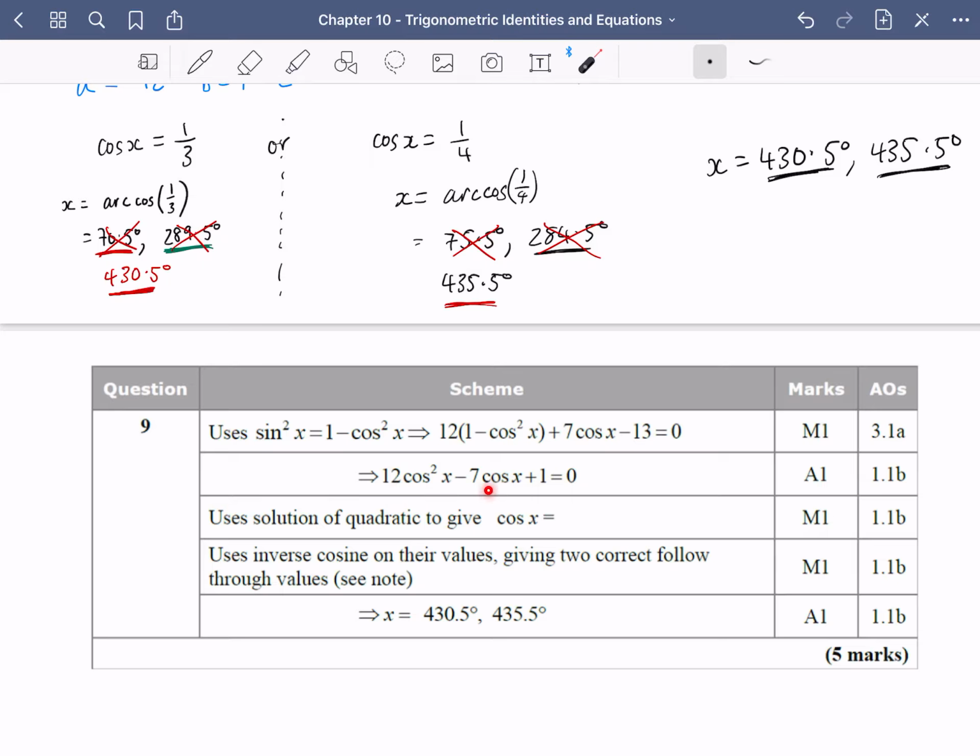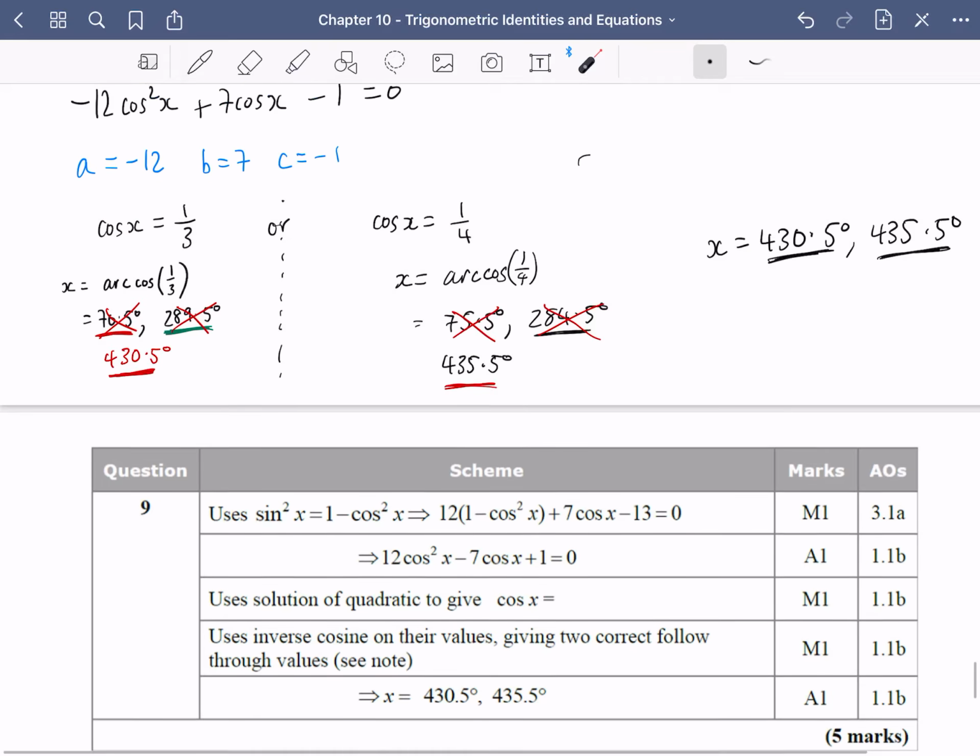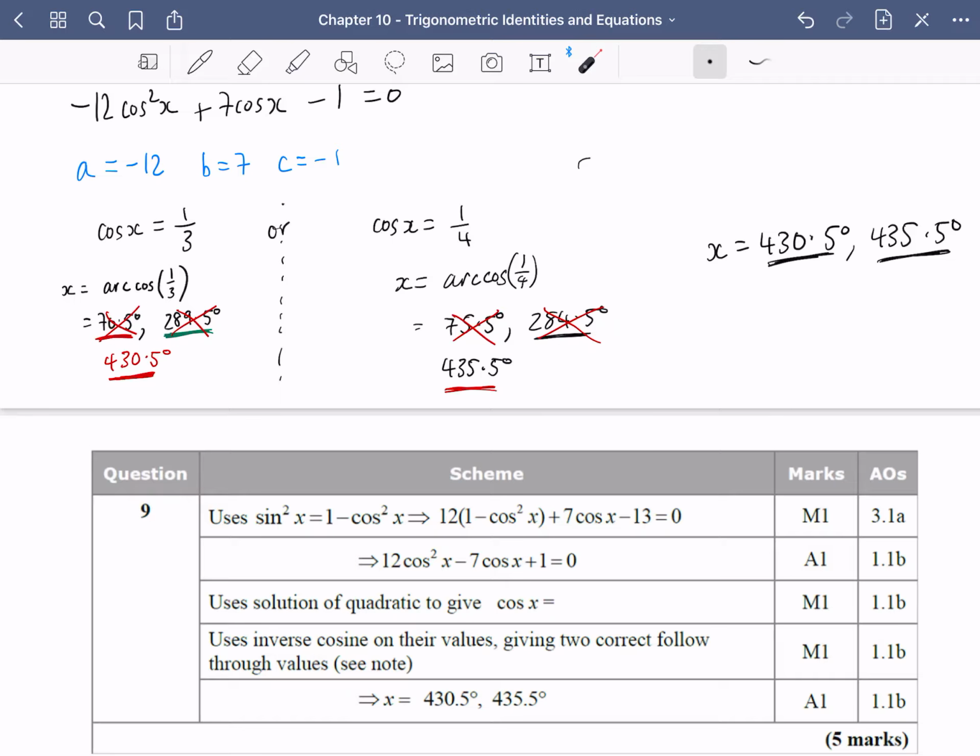You get the accuracy mark for then coming up with the quadratic. We had a different quadratic where we just had minus 12, 7, and minus 1, but it's exactly the same, so you would still get that accuracy mark. Then using the solutions of the quadratic to give cos x equals, so we have that here and here.